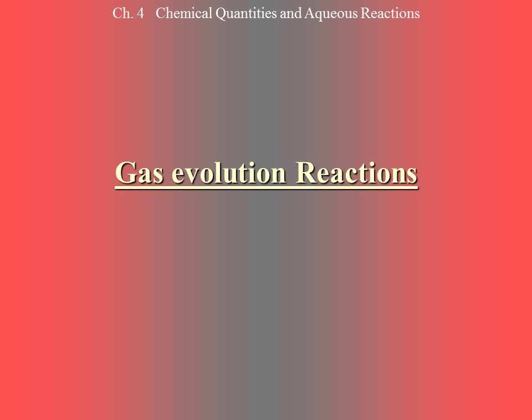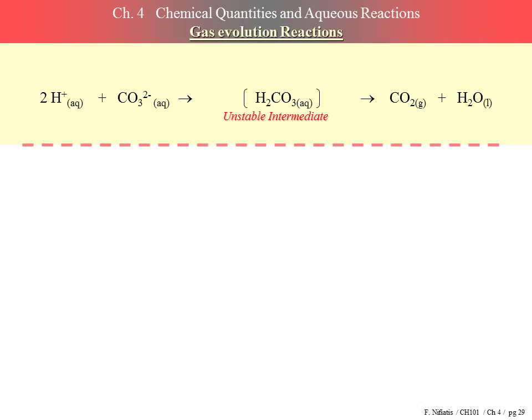Other gas evolution reactions. All the gases that we are going to see here are the result of unstable acids. The decomposition of the acid is going to furnish the gas. We saw this one earlier, right? The carbonic acid decomposes to give carbon dioxide and water. Carbon dioxide is a gas.